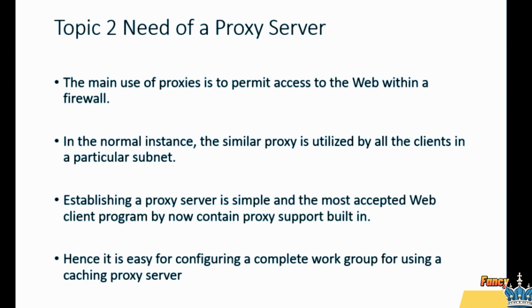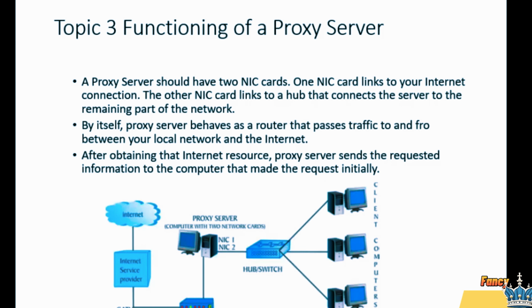Need of proxy server. The main use of proxies is to permit access to the web within a firewall. In the normal instance, the same proxy is utilized by all the clients in a particular subnet. Establishing a proxy server is simple, and most accepted web client programs by now contain proxy support built in. Hence, it is easy to configure a complete work group for using a caching proxy server.